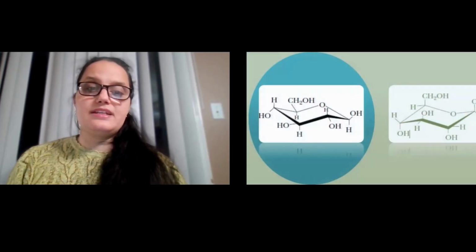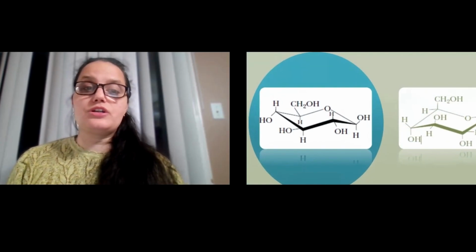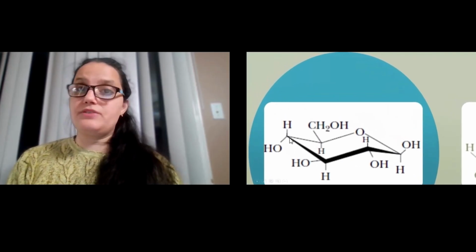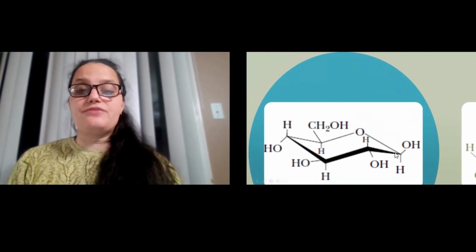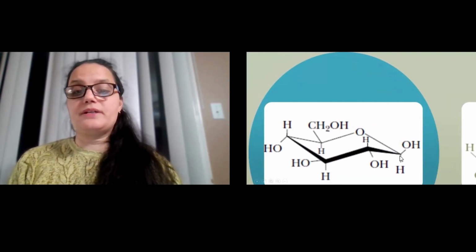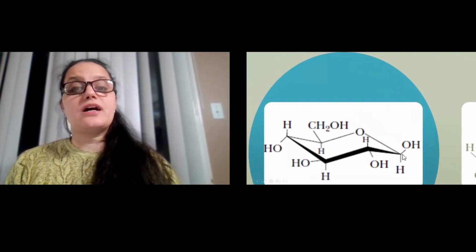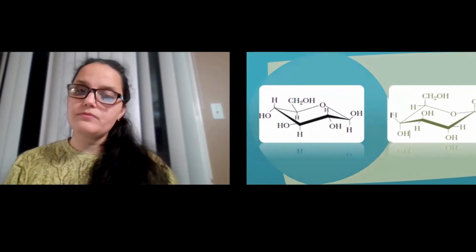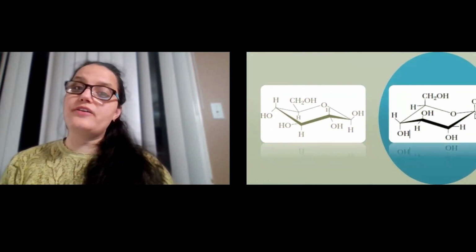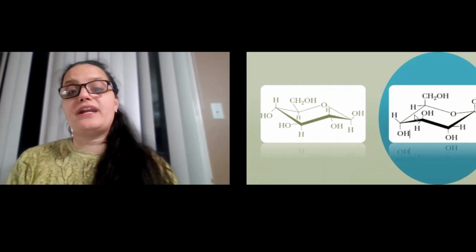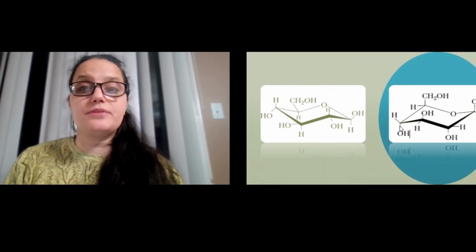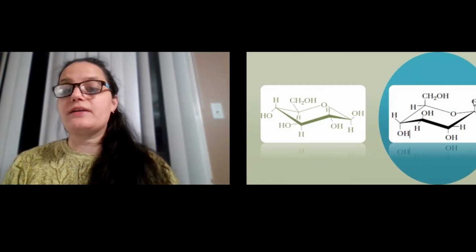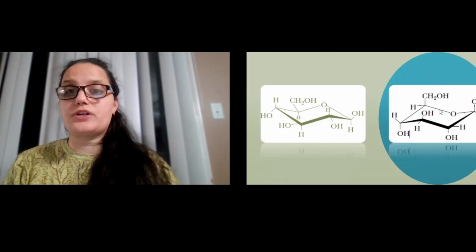Before that, you can see these are the two kinds of chair conformations of glucose. Here the headrest is formed by carbon number 4, and the footrest is formed by carbon number 1 of the glucose molecule, with the oxygen bonded to carbon number 1. And over here, the headrest of the chair is formed by carbon number 1, and the footrest is formed by carbon number 4.